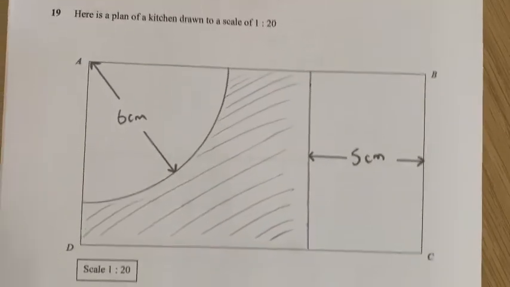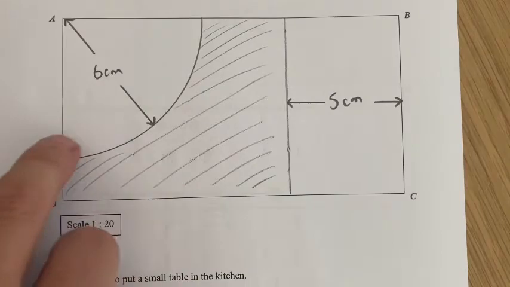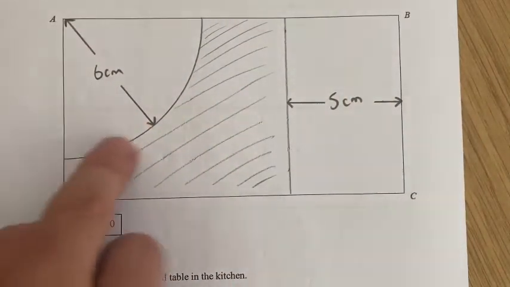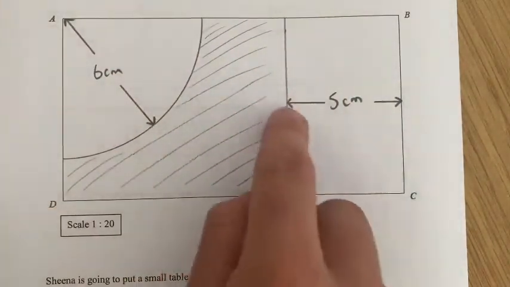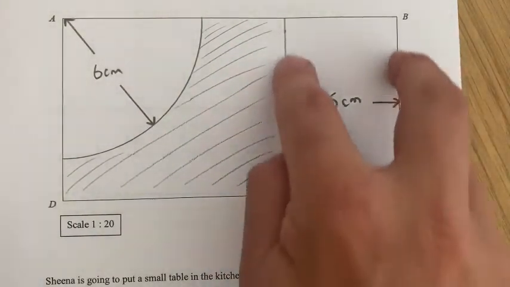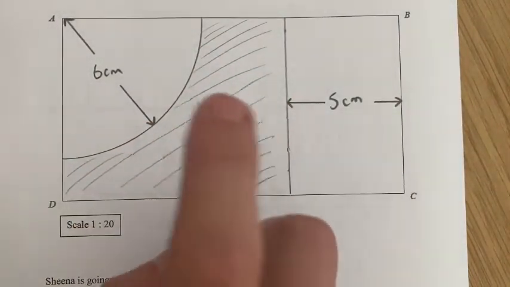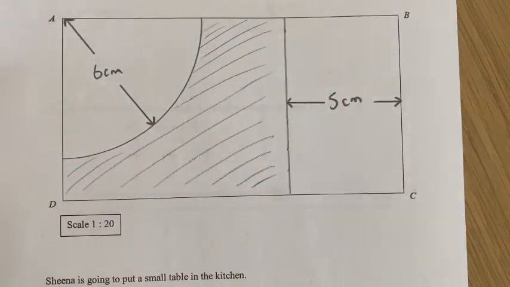Question 19. Again, there's a much more detailed version of this answer with everything that's going on in one of the other videos. So if you want to listen to that in a bit more detail, then look at that video. This is the answer. This is 6 centimeters. It's using the compass. This has to be 5 centimeters, and it needs to be a parallel straight line, so it's been measured to be parallel down here. And this is the area where Sheena could put the table, so this is the bit that would need to be shaded.